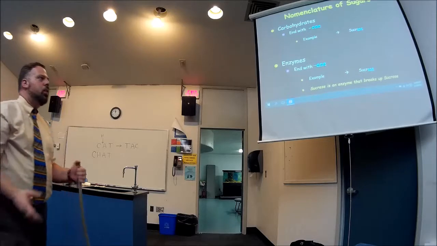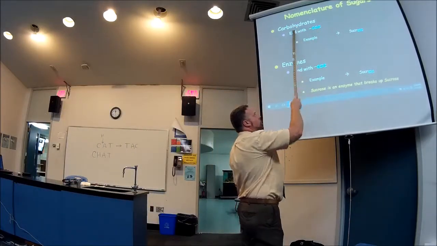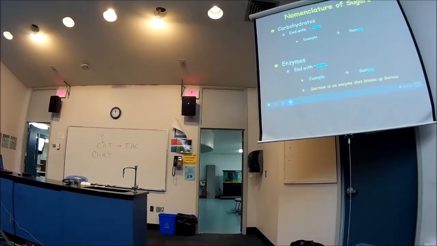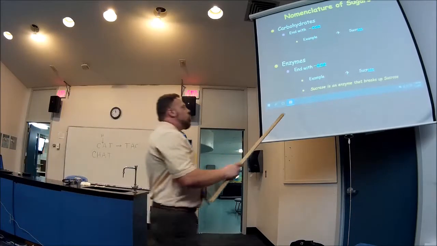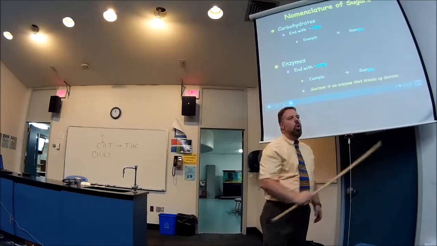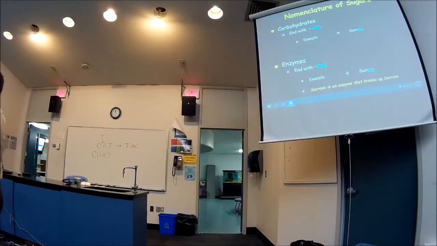So how do you call these, what names? Like I said before, if it ends with OSE, it's a carbohydrate or sugar. If it ends with ASE, it's an enzyme. Okay? For example, sucrase is an enzyme that breaks up sucrose. One letter difference. Spelling counts. It has to.